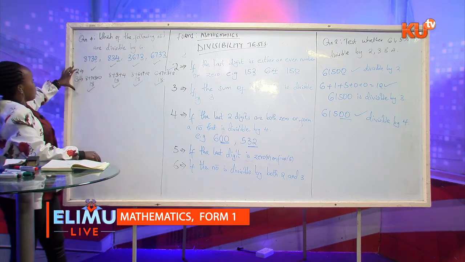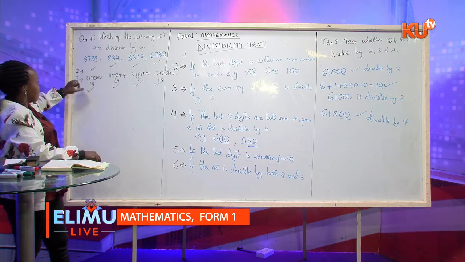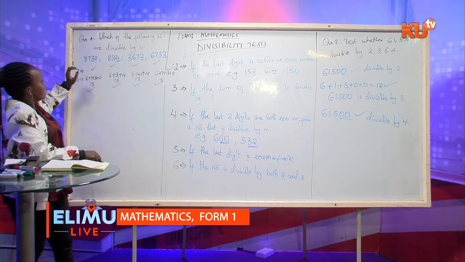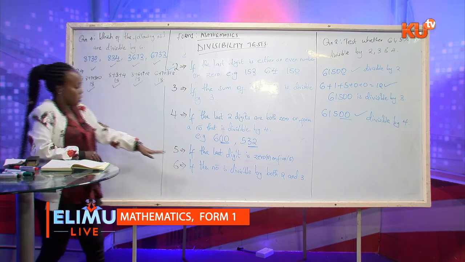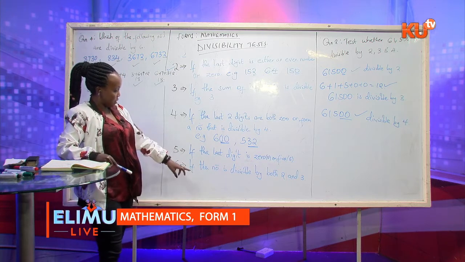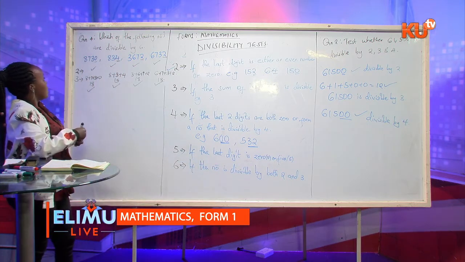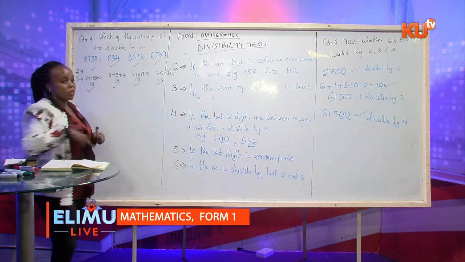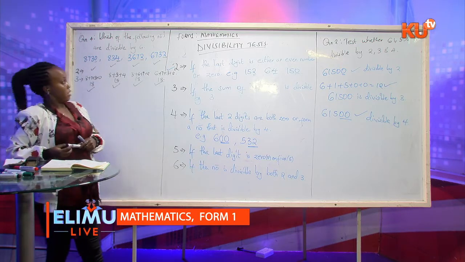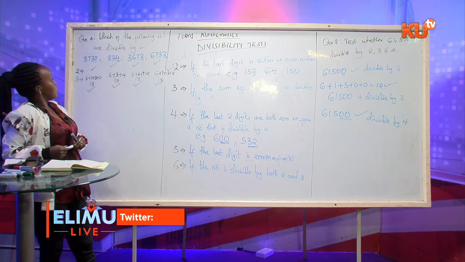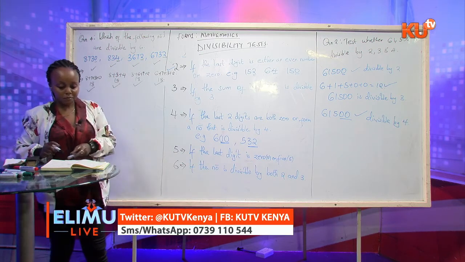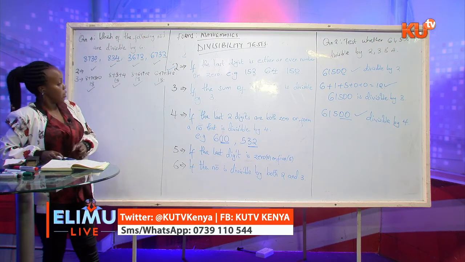So we have tested that these numbers are both divisible by 2 and 3, and the divisibility test for 6 says that a number is divisible by 6 if it is divisible by both 2 and 3. And as we can see, all these numbers are divisible by both 2 and 3, so all of them are divisible by 6. So we can continue now.